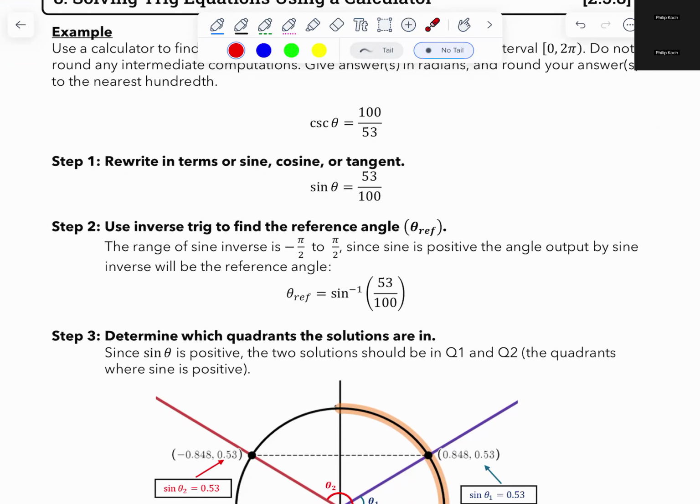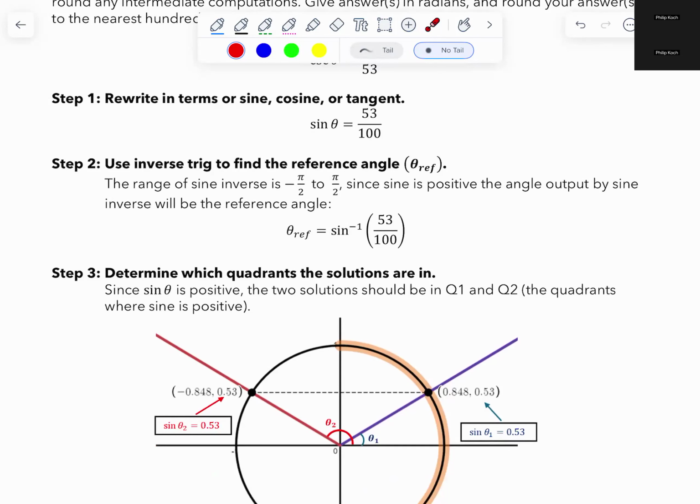It might be a solution, and it also depends on what interval you're working on. So we use it, and that gives me sine inverse of 53/100. That's roughly 0.53, which is pretty amazing if you think about it, since 53 divided by 100 is 0.53. It's pretty miraculous that happens.